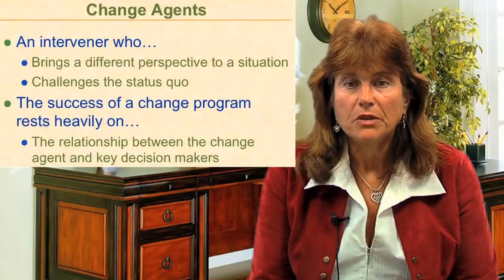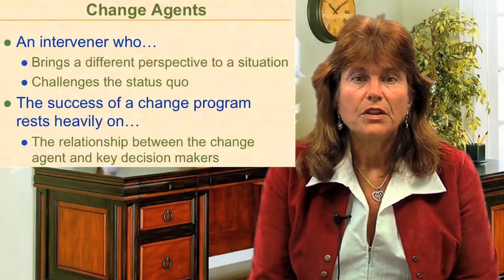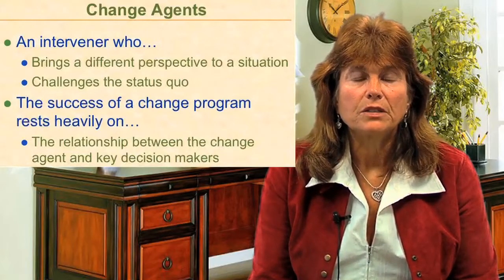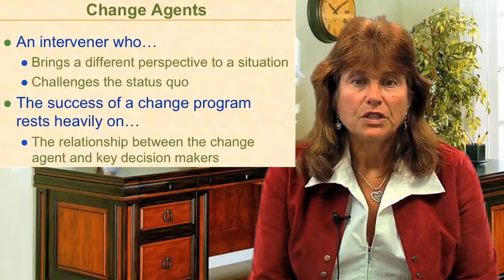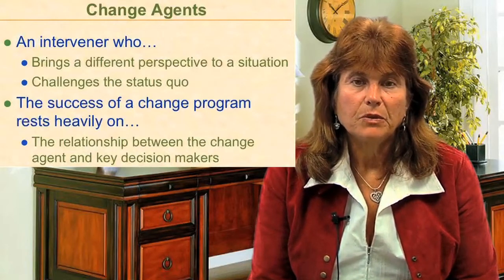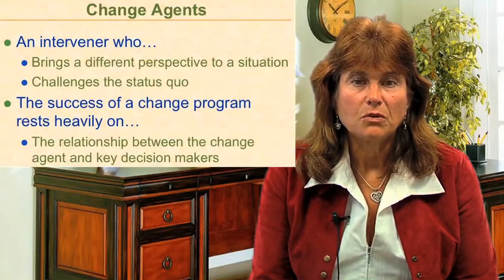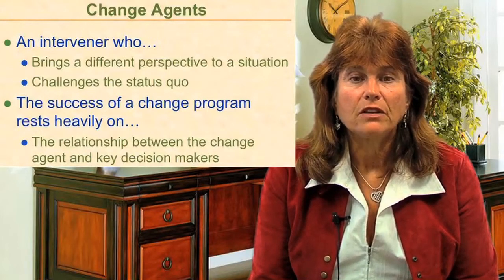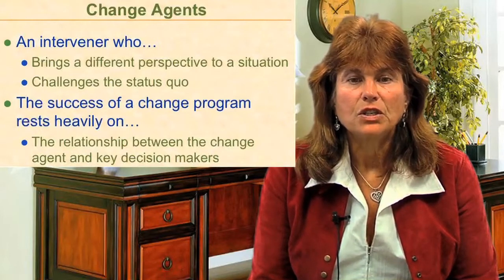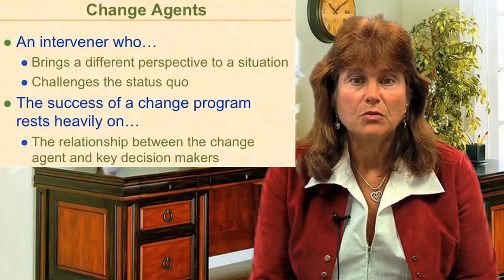A person who is involved in this is often called a change agent. They usually come out of an OD department or human resources. They're an intervener who brings different perspectives to the situation, and they tend to challenge the status quo. You might also have people like this emerging within teams and groups who start to see that things ought to be done differently in order to be more effective. The success of a change program rests heavily on the type of relationship the change agent and the key decision makers have, of whether they take them seriously.